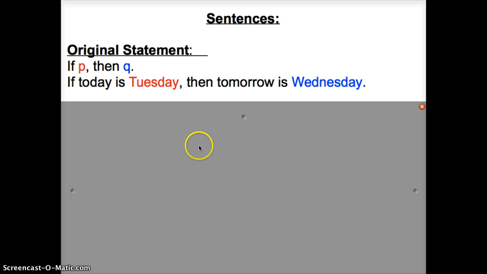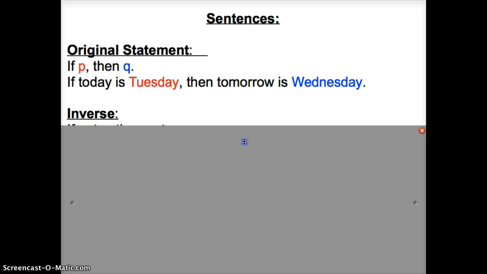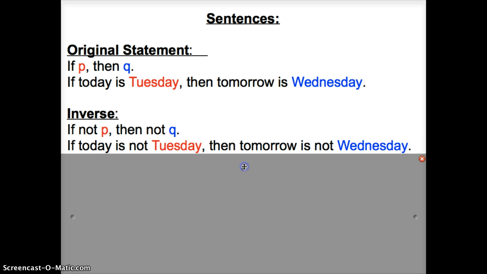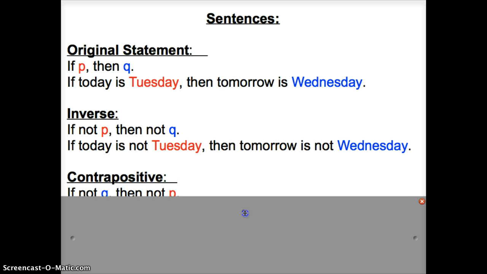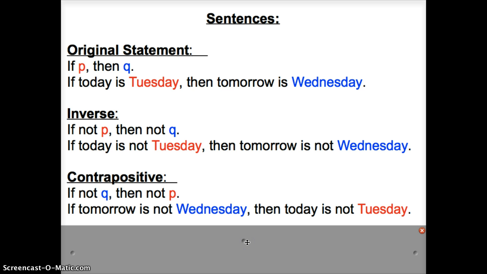The original statement, if P, then Q. If today is Tuesday, then tomorrow is Wednesday. That would be a true statement. The inverse of that would be to say that if not P, then not Q. If today is not Tuesday, then tomorrow is not Wednesday. The contrapositive is to say, if tomorrow is not Wednesday, then today is not Tuesday. And obviously the converse, which is not listed, is to say if tomorrow is Wednesday, then today is Tuesday.